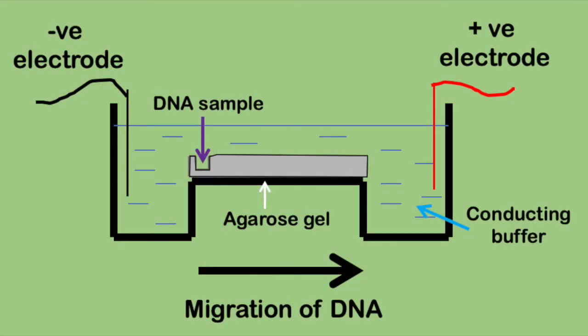And then we'll run the current through the gel. After about 30 minutes or so, our products will separate. We'll take the gel out and we'll image it using UV light. And the image you generate will have one or more bands visible in each lane.